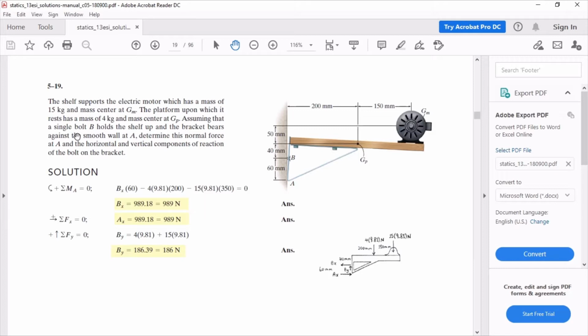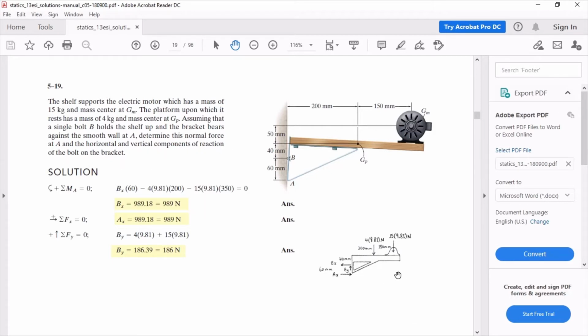Assuming that a single bolt B holds the shelf up and the bracket bears against the smooth wall at A. Determine this normal force at A and the horizontal and vertical components of the action of the bolt on the bracket.